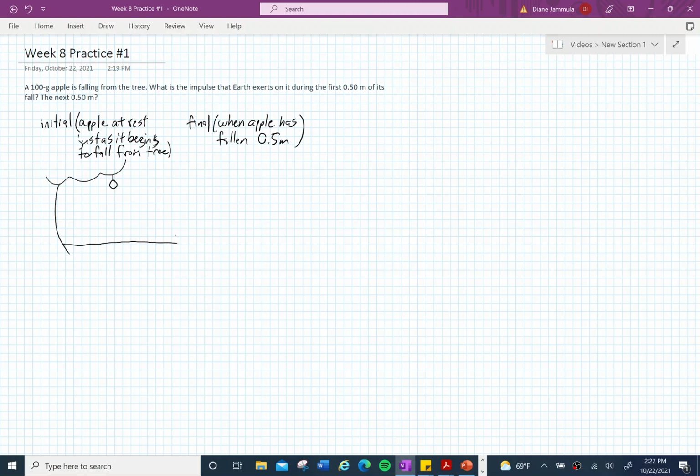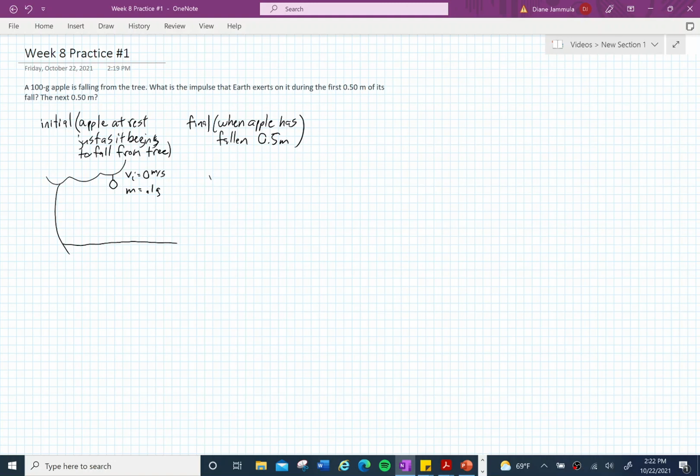Okay, let's see. At this moment, the velocity initial of the apple is 0. It's not moving yet. Let's see. I know the mass of the apple, 0.1 grams. Okay, our question is, what is the impulse the Earth exerts on it during the first 0.5 meters of its fall? So now let me draw this again, but it will have fallen 0.5 meters.